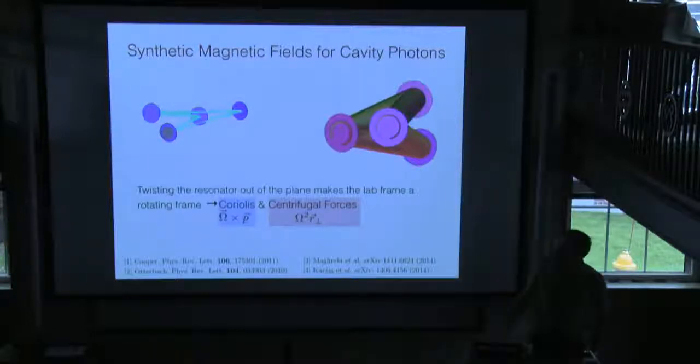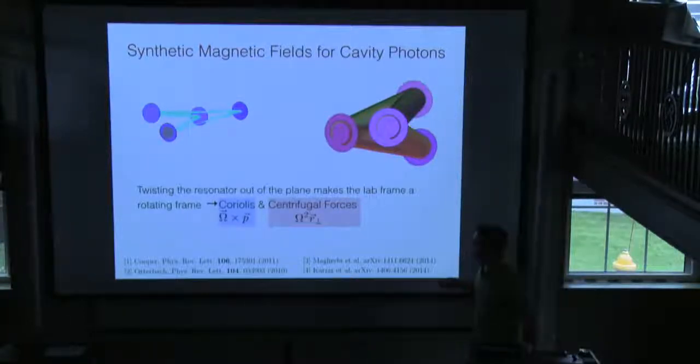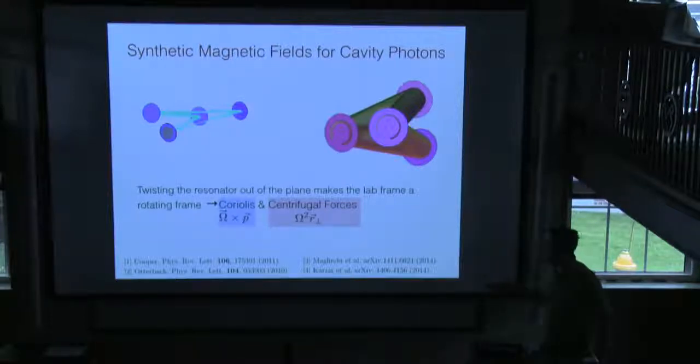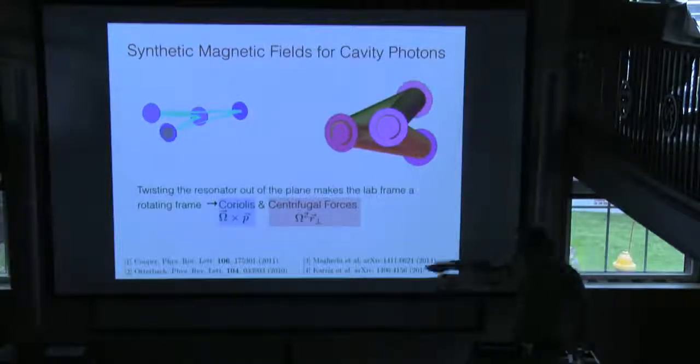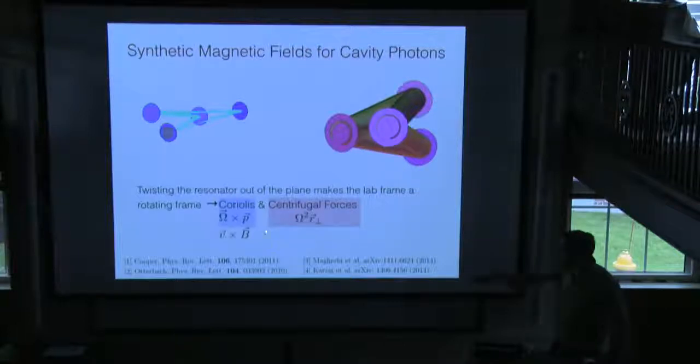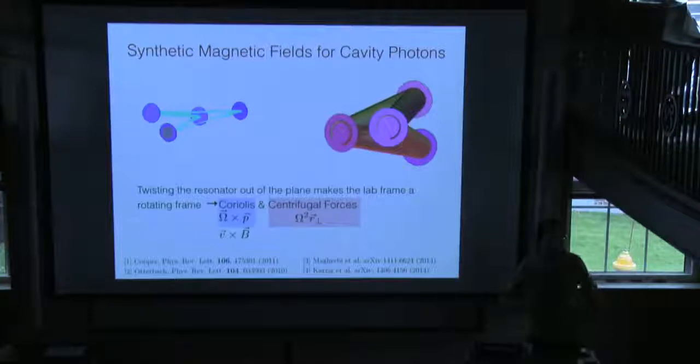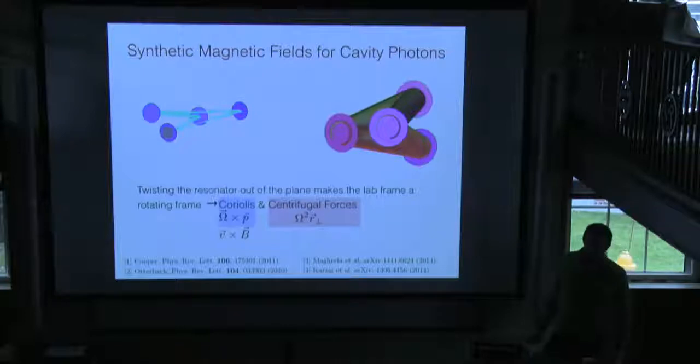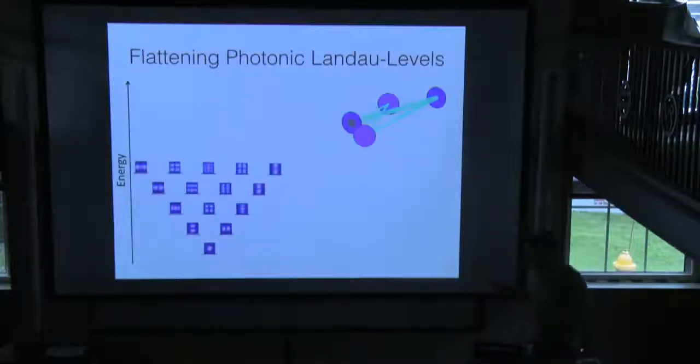Well, you learned this in high school, probably. Middle school for the Russians. It adds what are normally fictitious forces. In our case, they're real forces. It adds a Coriolis force and a centrifugal force. Well, we can compensate this centrifugal force with just mirror curvature. And this Coriolis force, omega cross P, looks an awful lot like V cross B, right? And so the statement is, this is really going to give us Landau levels for light when we cancel out this centrifugal force. Okay? So how does this go in practice?